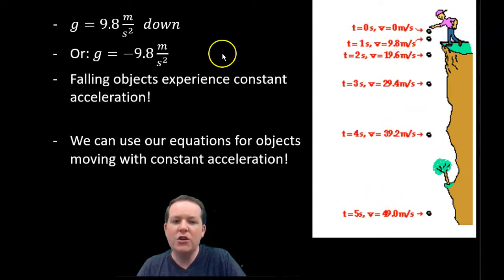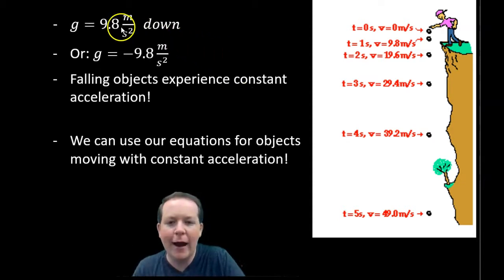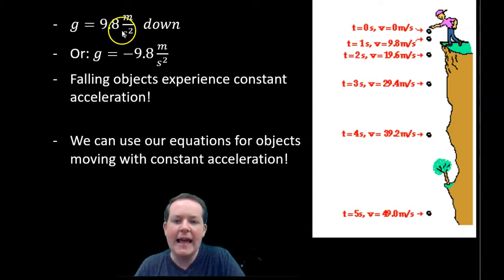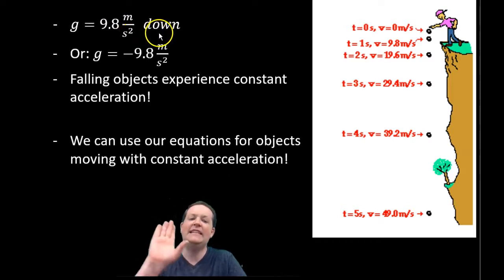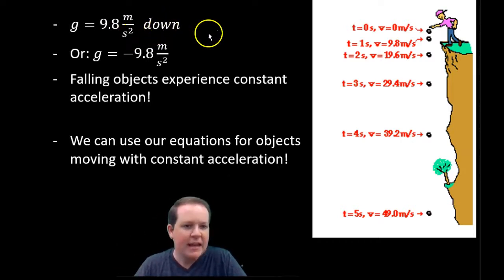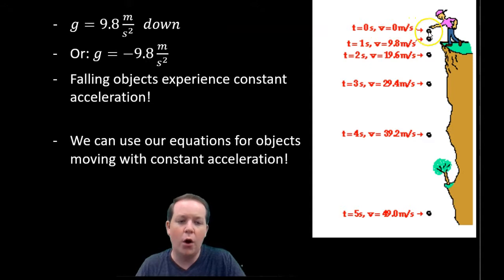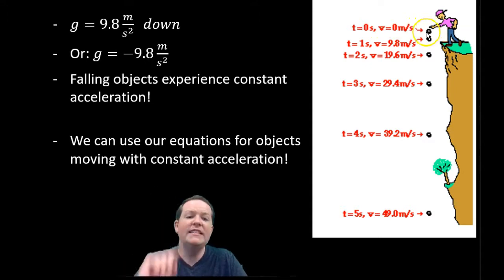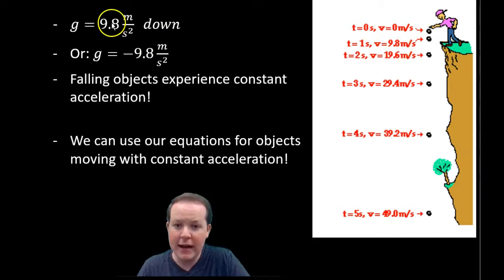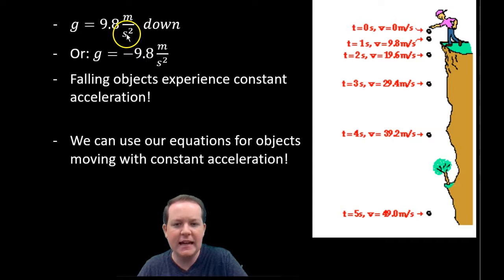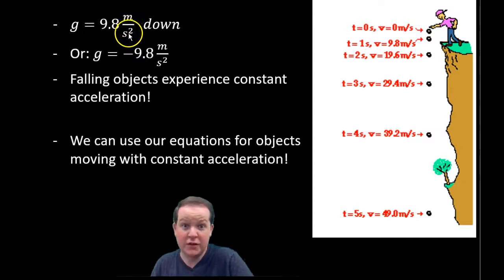The acceleration because of free fall, because of gravity, is 9.8 meters per second squared down. So what does that mean? In the beginning, I said this rock starts off with 0 velocity. 1 second later, it has gained a velocity of 9.8. Remember, this means you gain a velocity of 9.8 meters per second every second. That's what meters per second squared means.